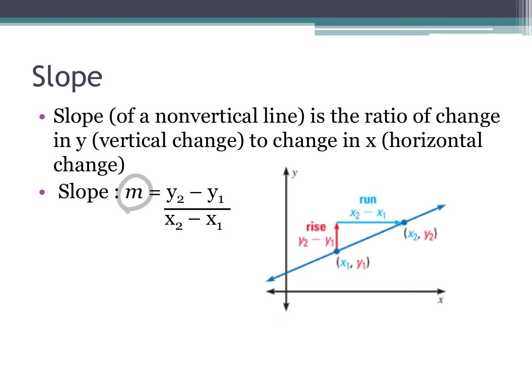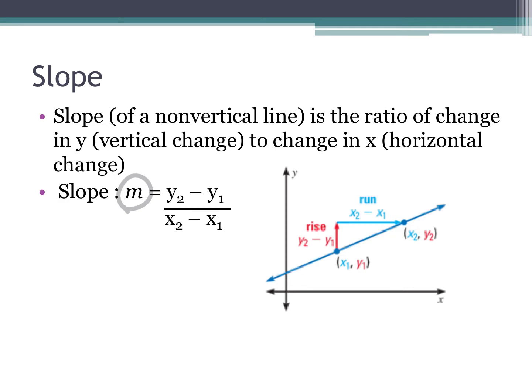Now, when you're given two ordered pairs, you're just going to put them into this formula, subtract the y's, subtract the x's. When you're given the two ordered pairs, it doesn't matter which one you label as your ordered pair number 1 and which one is ordered pair number 2. If you're given a graph on a coordinate plane, you can also count the rise and the run to get the slope.